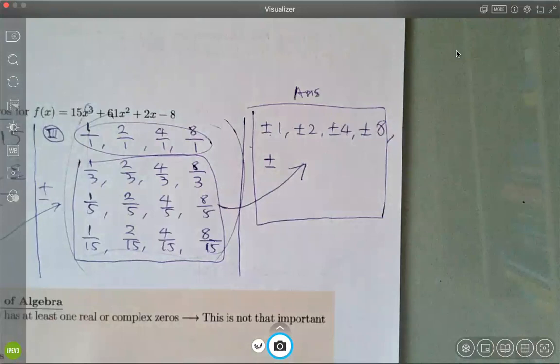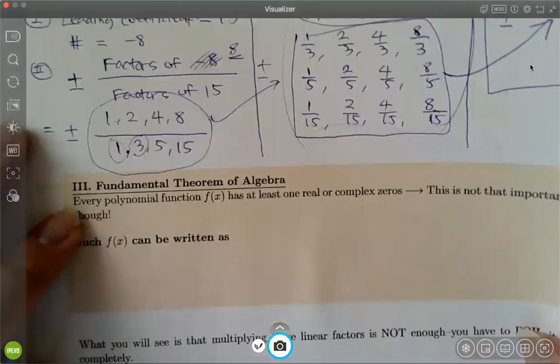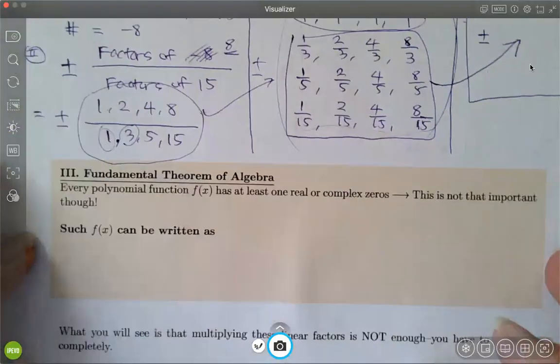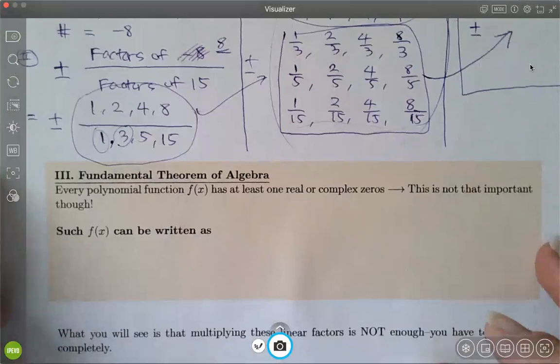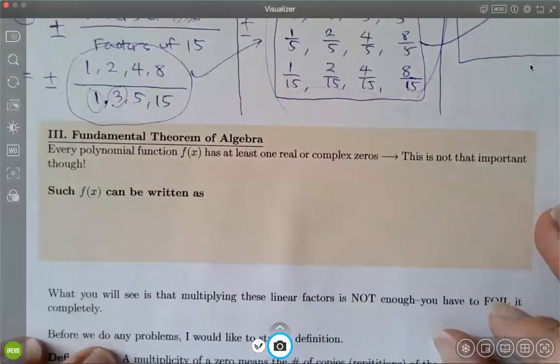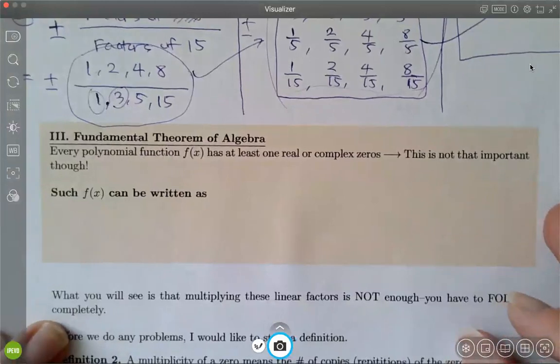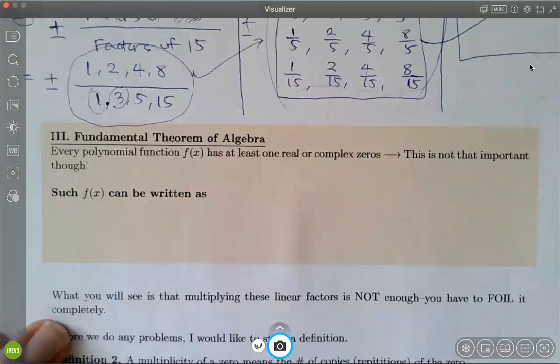Okay, so now we are halfway there. And now here is the next theorem, the fundamental theorem of algebra. Okay, so in math, there are a few fundamental theorems. There is the fundamental theorem of arithmetic, and then there's the fundamental theorem of calculus, and then there's this fundamental theorem of algebra.